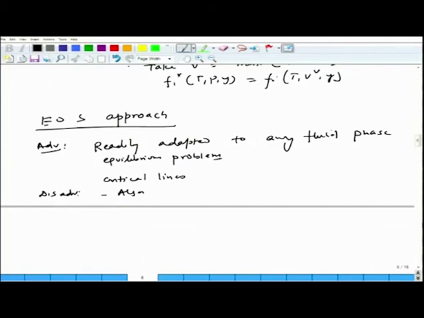So, the algorithms can be unstable and may be costly to implement. Algorithms can lead to instability and be costly to implement, which means it may take time to finish the job. And we have issues with the equation of state. Okay. So, this is not the best approach to solve vapor liquid equilibria for mixtures.